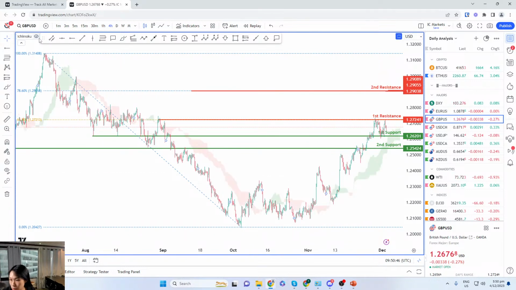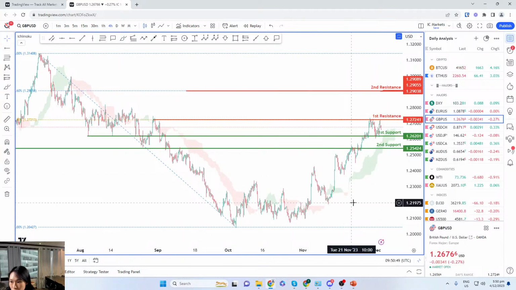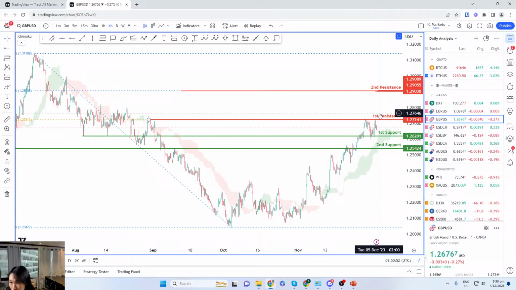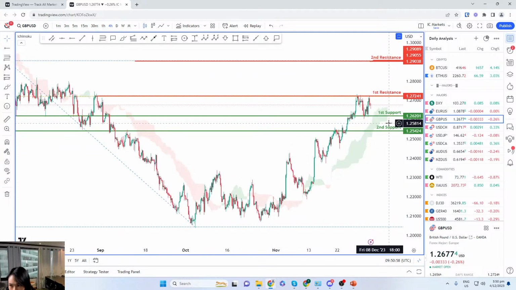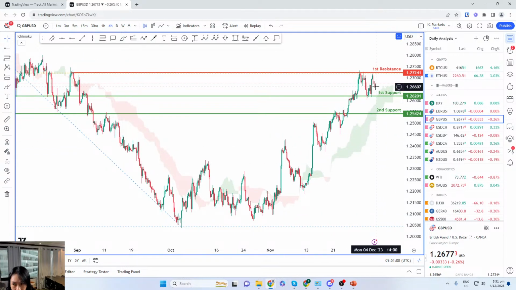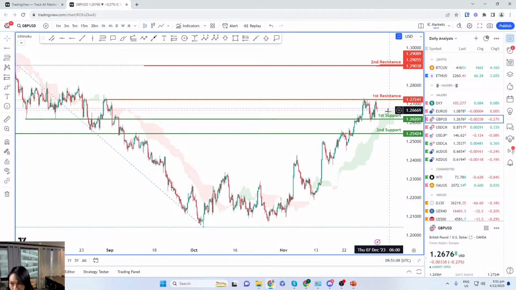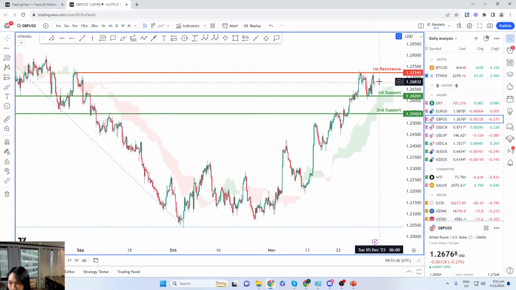And looking at the momentum of the chart, for pound dollar, it's currently bullish. Price is over the Ichimoku cloud. It's in between the first support and first resistance level. So looks like it will be falling down to the first support level before bouncing up to the first resistance level. But there also could be a possibility whereby you break through the first support level and move down to the second support level.